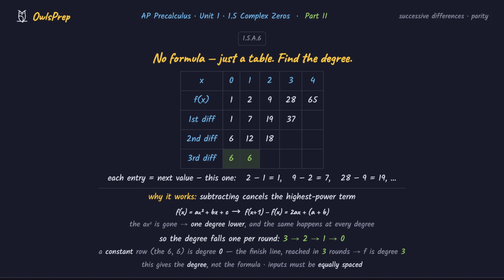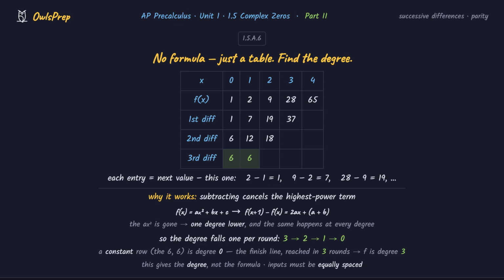Here's a different kind of question. Everything so far started from a formula. But suppose someone just hands you a table of values, no formula at all, and asks what degree the polynomial is. You can still find it, using nothing but subtraction. Take the outputs, 1, 2, 9, 28, 65.